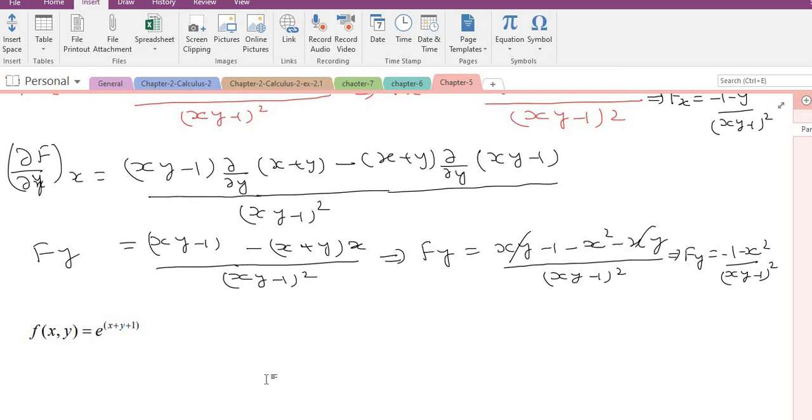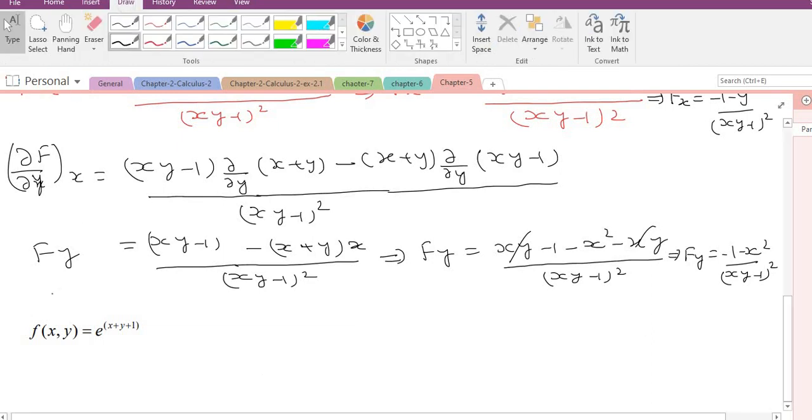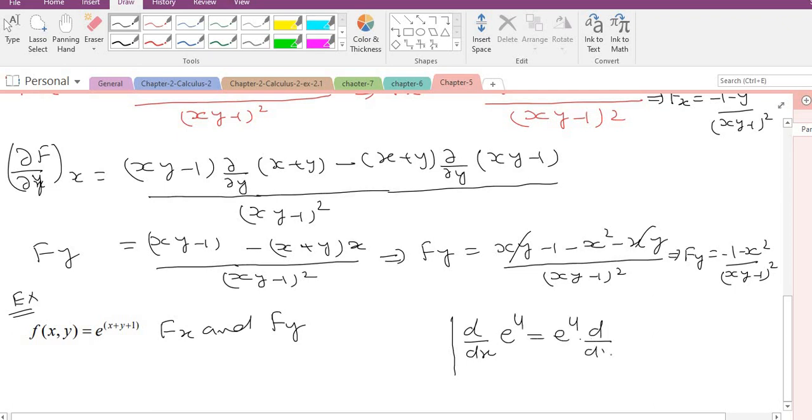Now I am taking another example from the handout, that is f of xy is equal to e^(x + y + 1). Find del f del x and del f del y. So for that we need to use this rule, d dx of e^u is equal to e^u into d dx of u. So if you know the value of u, you can write the derivative of this one.